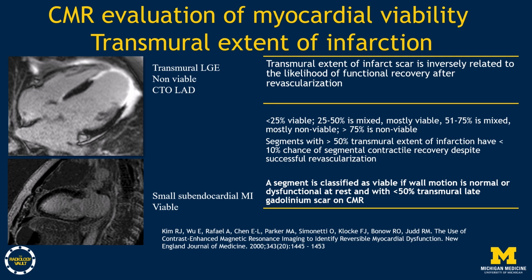In segments which have less than 50% transmural thickness of infarction or scar, recovery is likely, whereas in segments which have more than 50% transmural extent of infarction, there's a less than 10% chance of segmental contractile recovery despite successful revascularization. Less than 25% enhancement is viable, 25 to 50% enhancement is mixed but likely viable, and when enhancement is more than 75% to full thickness, that segment is non-viable. In the range of 50 to 75%, the segment is likely mixed and mostly non-viable.